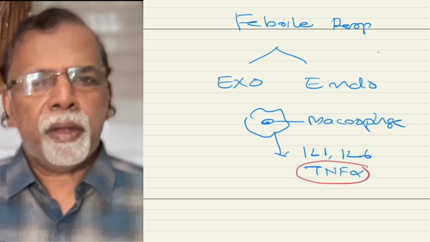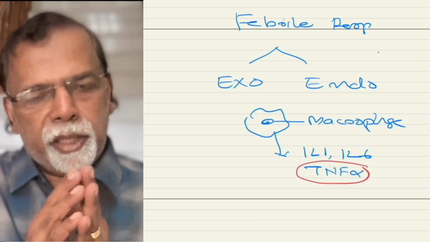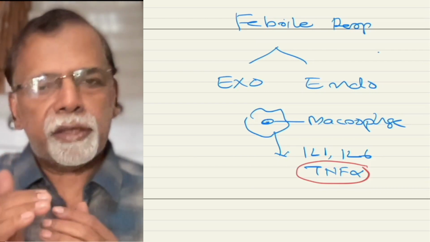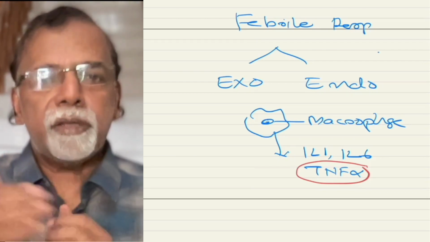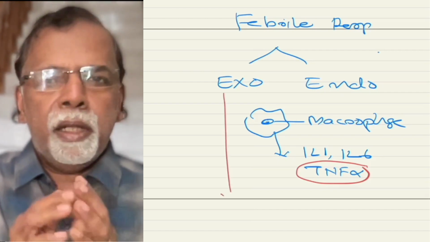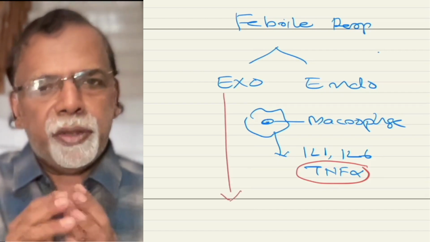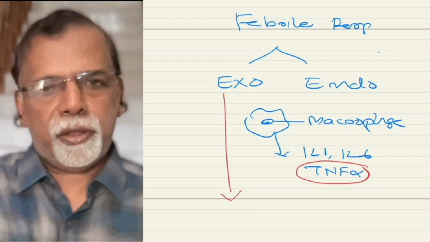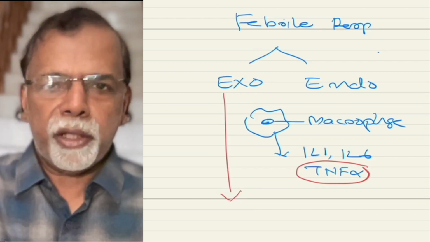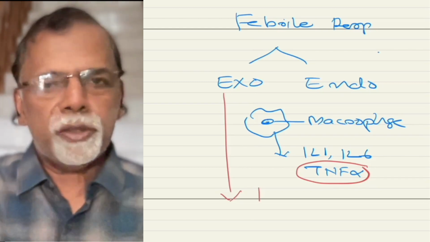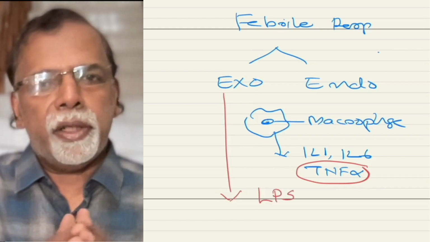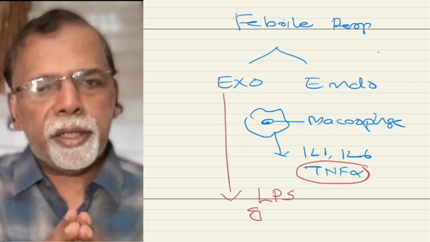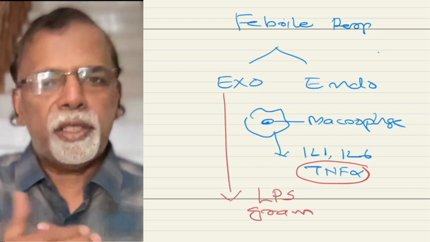Among these, TNF-α is the most potent, and interleukin 6 is the least potent of the endogenous cytokines. What are the exogenous things? Exogenous stimuli means the stimulus is from outside the host. They may be microorganisms, their products or toxins. They are called endotoxins. A classical example is a gram-negative bacteria which has got a lipopolysaccharide.